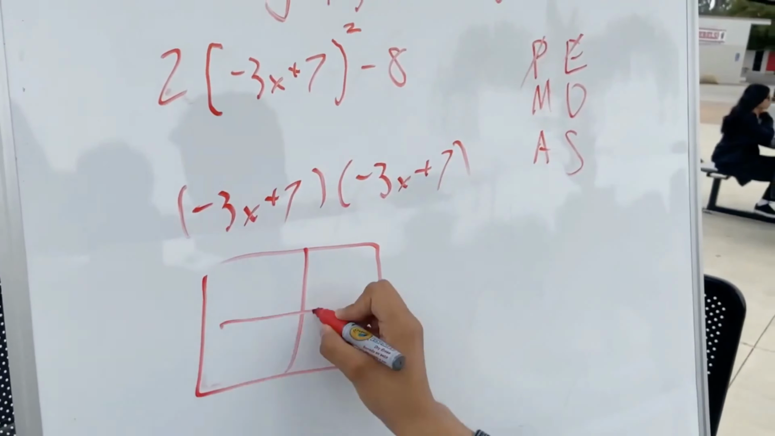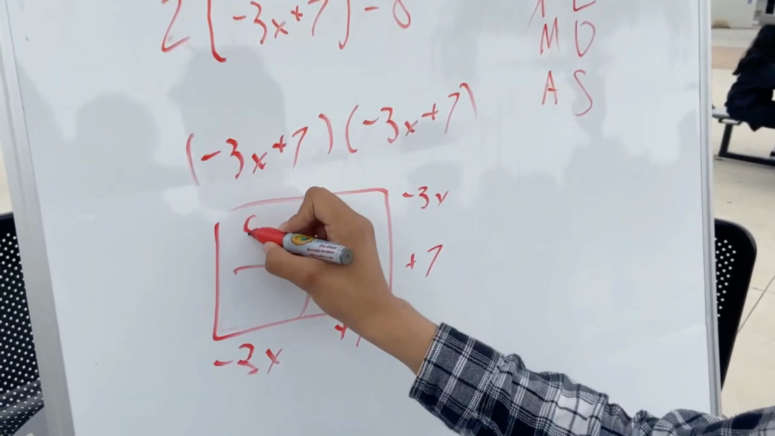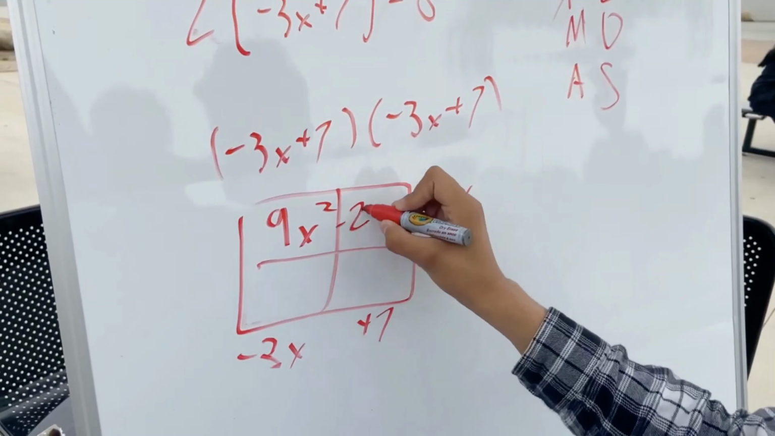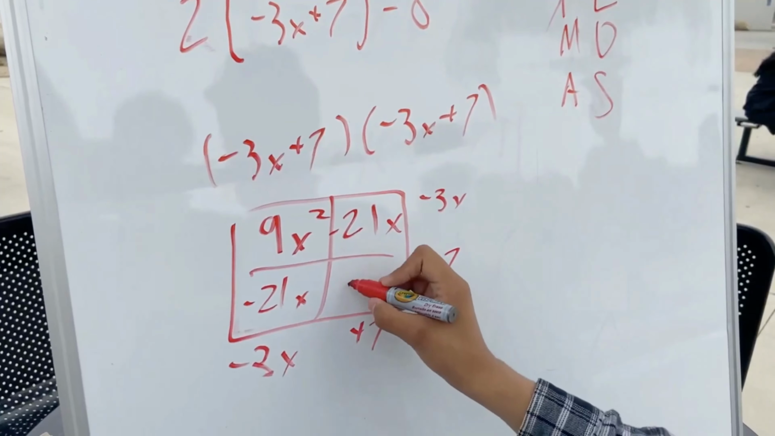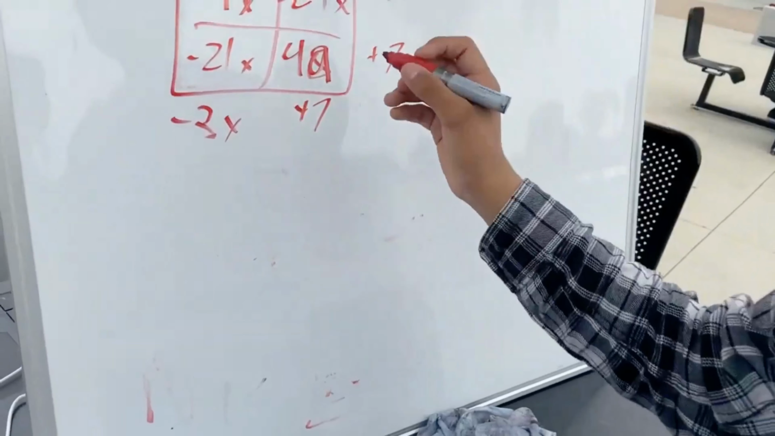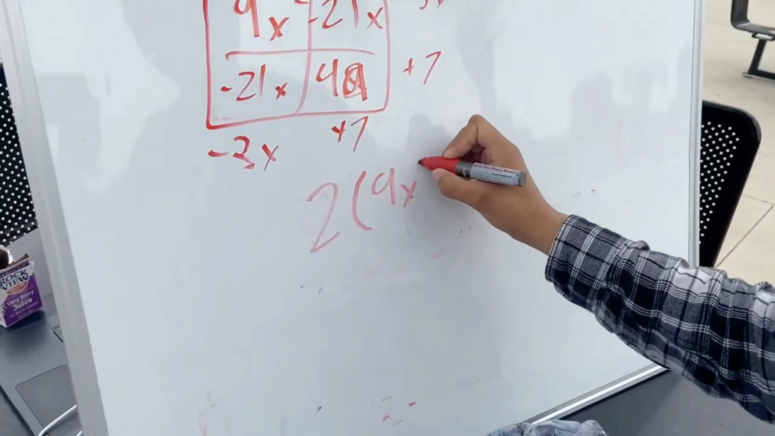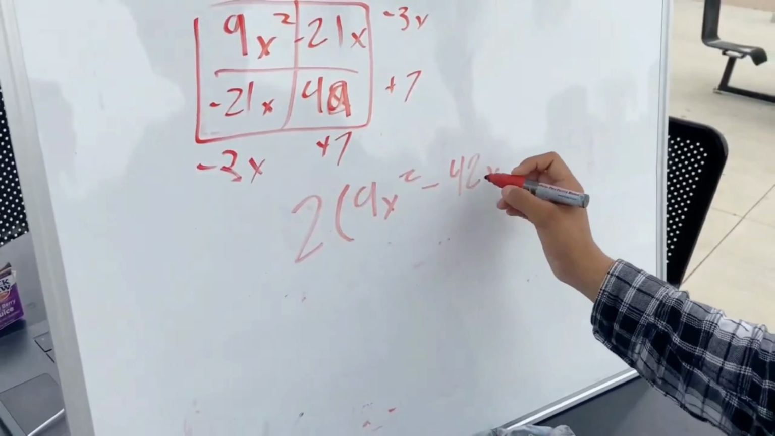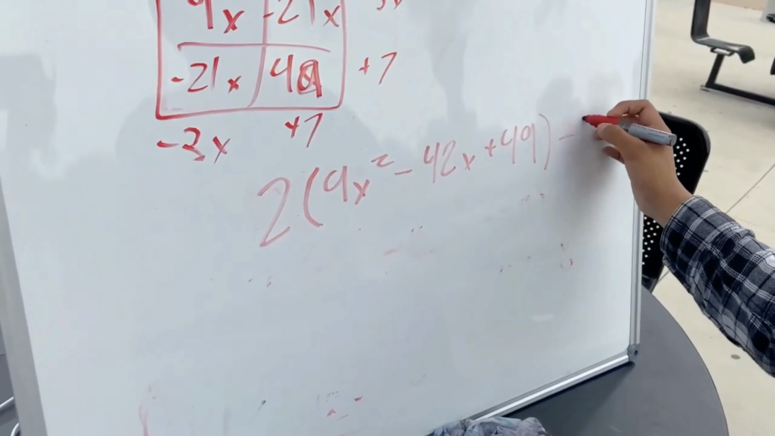Negative 3x plus 7, negative 3x plus 7. Negative 3x times negative 3x is equal to positive 9x squared, negative 3x times 7 is negative 21x, negative 21x, and then 7 times 7. After doing the box method, you're going to get 2 times the quantity 9x squared minus 42x, because combining like terms, plus 49, and then minus 8.